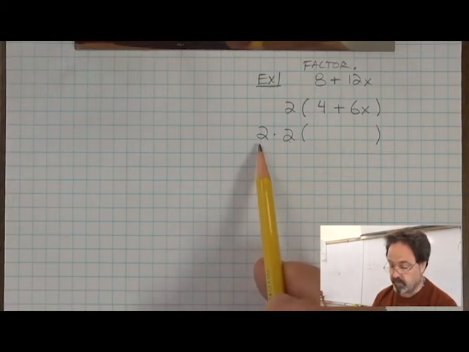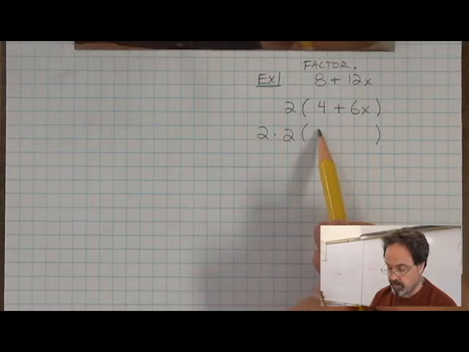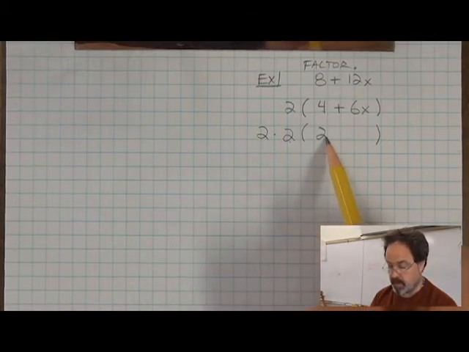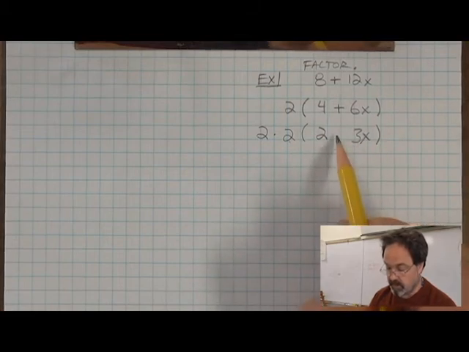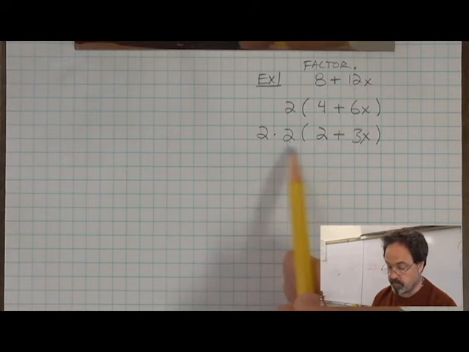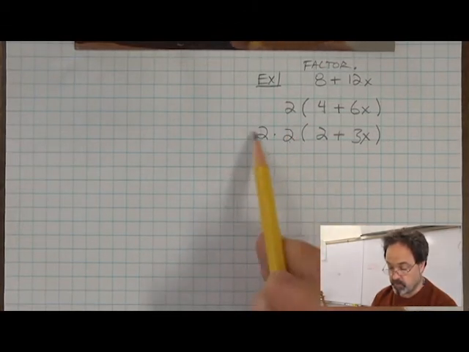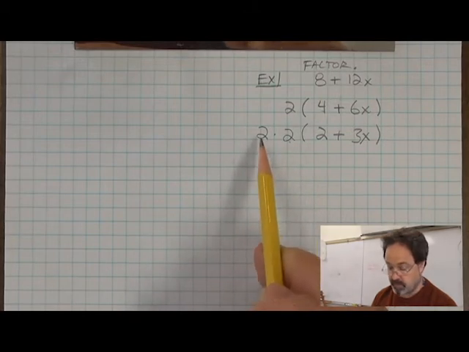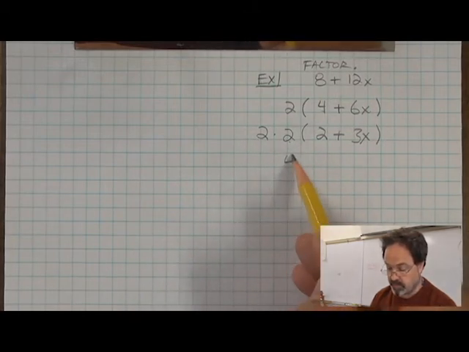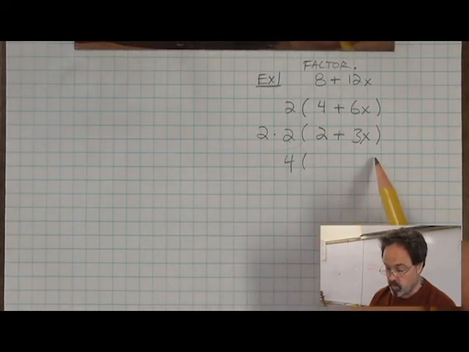I've just factored out another 2, so what remains of the 4? 4 divided by 2 is 2. 6x divided by 2 is 3x, and it's still positive. Now I can clean this up one step further because these 2's, which are factors, can be multiplied to create the single factor 4. 2 times 2 is 4, and what's in parentheses did not change in this step of work.